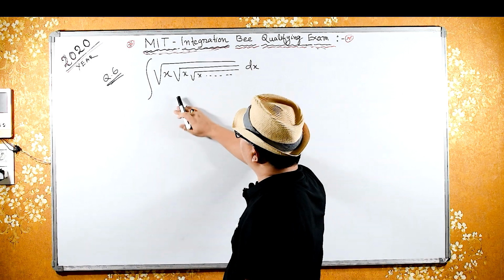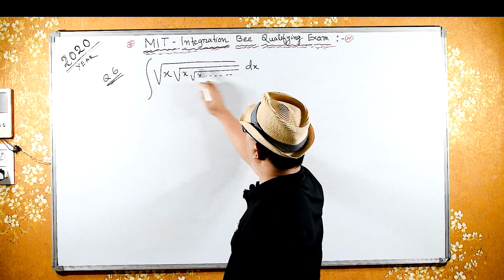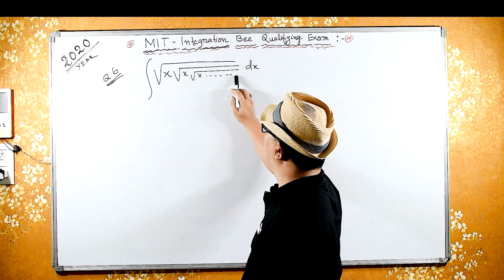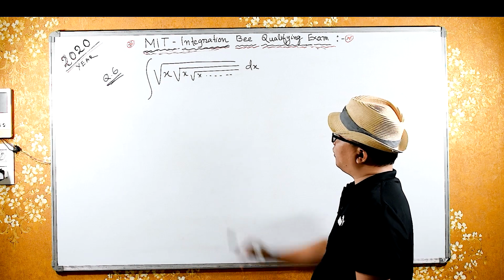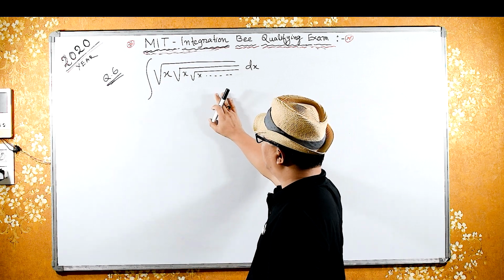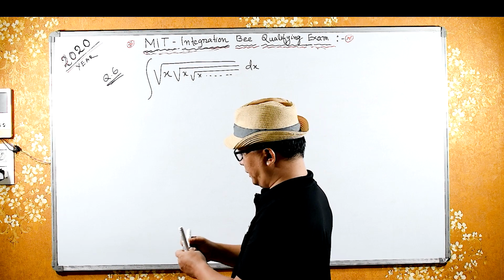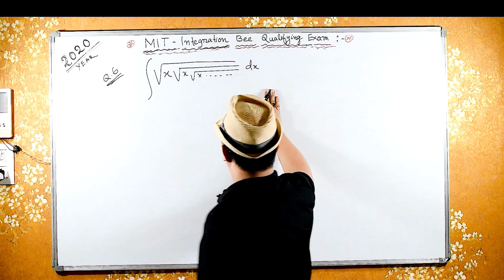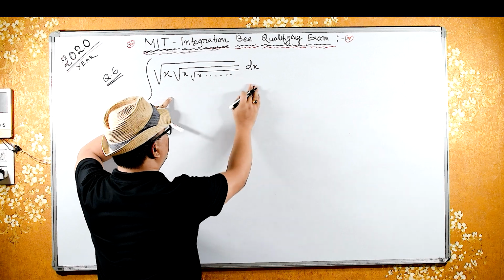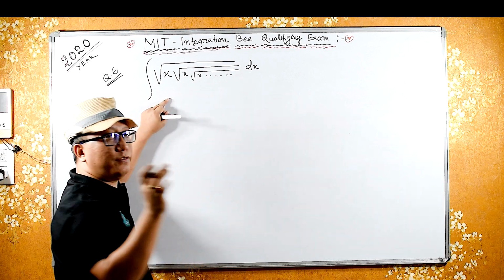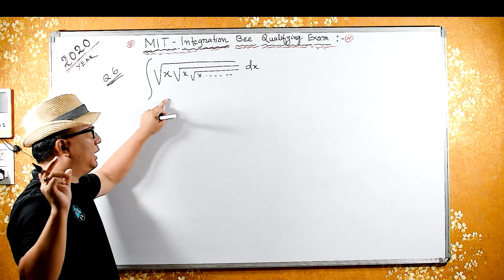Now the integration is square root of x, after that square root of x, after that square root of x, up to infinity, dx. Now there are 2-3 ways to solve this, so let's solve first with the shortest way. Now this goes up to infinity. If we remove one term from infinity, it doesn't affect anything.